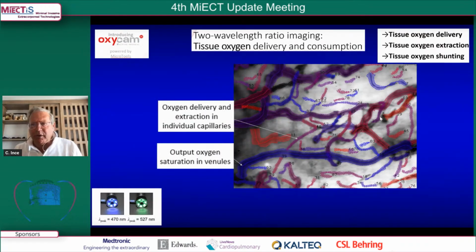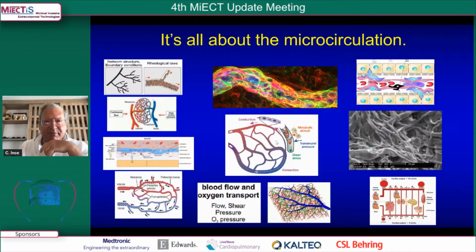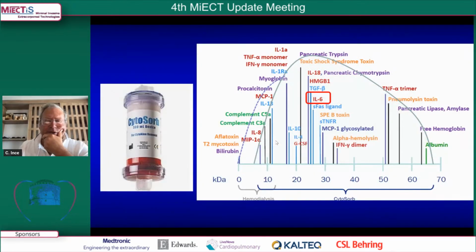So here you just see one example of what it looks like, a map showing the different oxygen carrying capacity in the venules, which is blue, less oxygen, and in the capillaries, more oxygen. And Dr. Merkin, you will know that Chris Ellis has done similar things like that in animal experimentation. So it's all about the microcirculation.